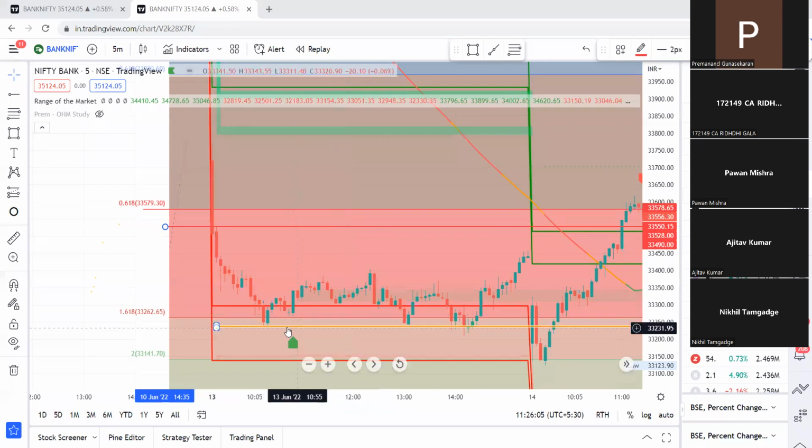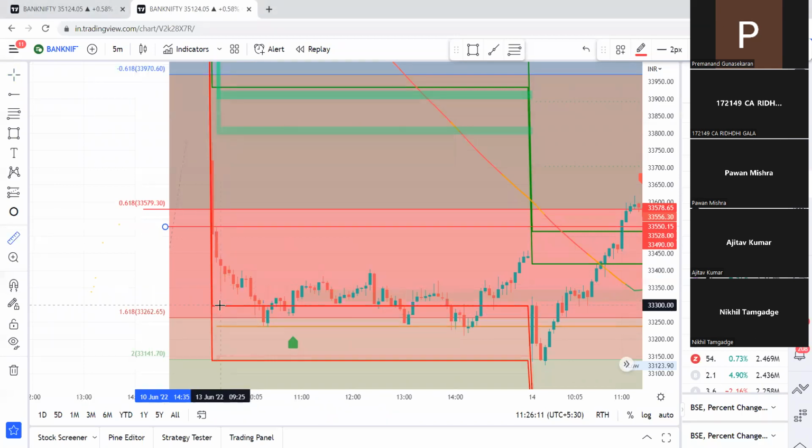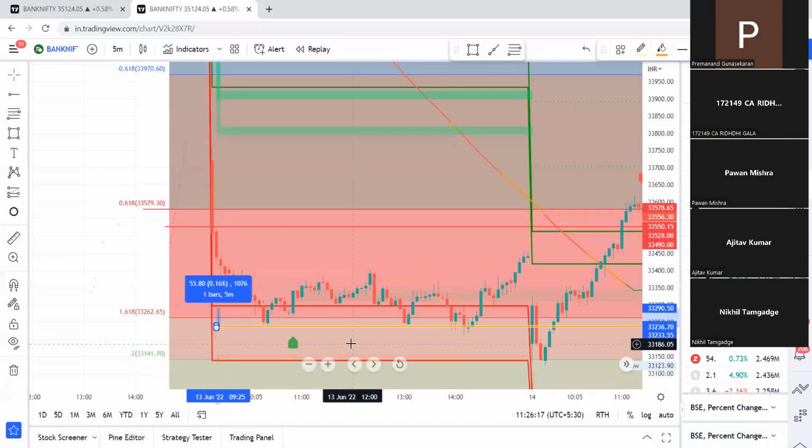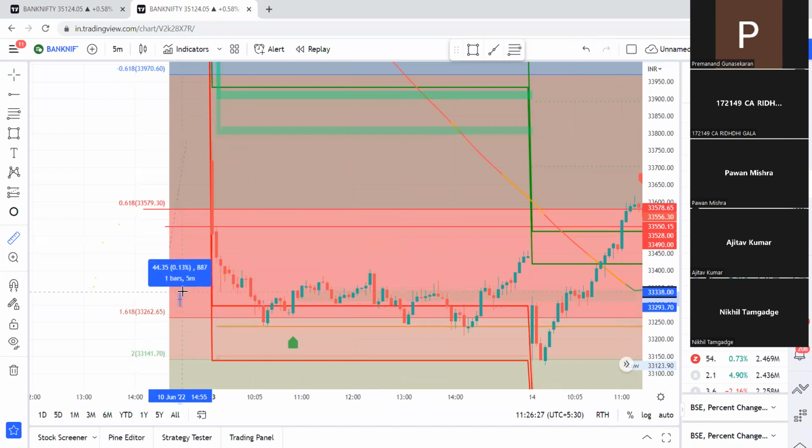How much is the stop loss for this one? You are taking a trade from here. Let me see how much will be your stop loss. The stop loss is around 57 points. 57 points is your stop loss. And how many points did you get from 57 points? From here till here, it is almost double, na?